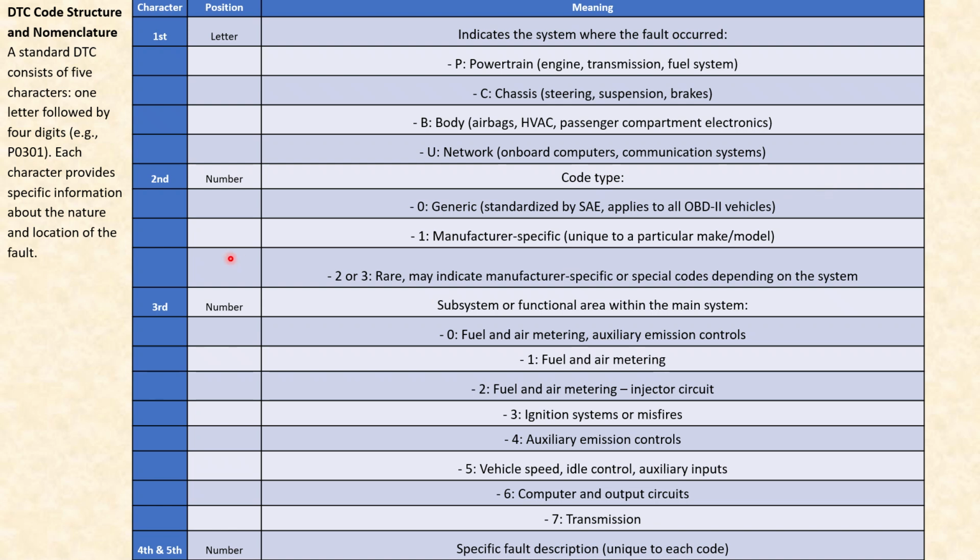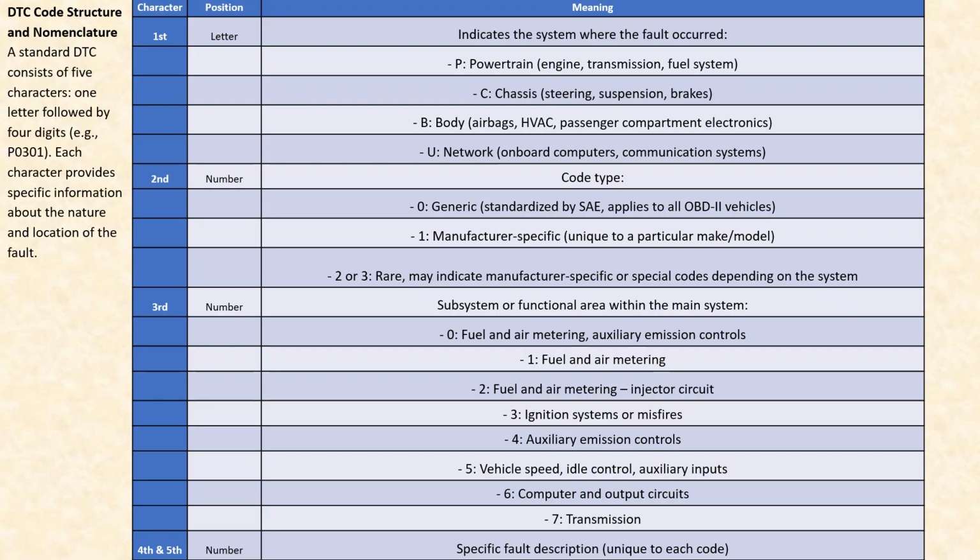All right, so the second denotes a number, and the third denotes again a number, the subsystem or functional area within the main system. This number may be: 0, fuel and air metering and auxiliary emission control; 1, fuel and air metering; 2, fuel and air metering injector circuit; 3 represents ignition systems or misfires; 4, auxiliary emission controls; 5, vehicle speed, idle control and auxiliary inputs; 6, computer and output circuits; 7, transmission. Now the fourth and fifth are again numbers and represent the specific fault description, which is unique to each code.